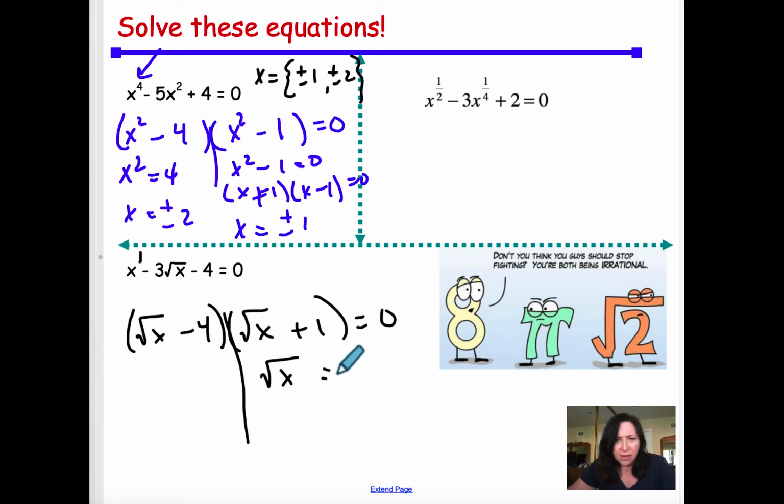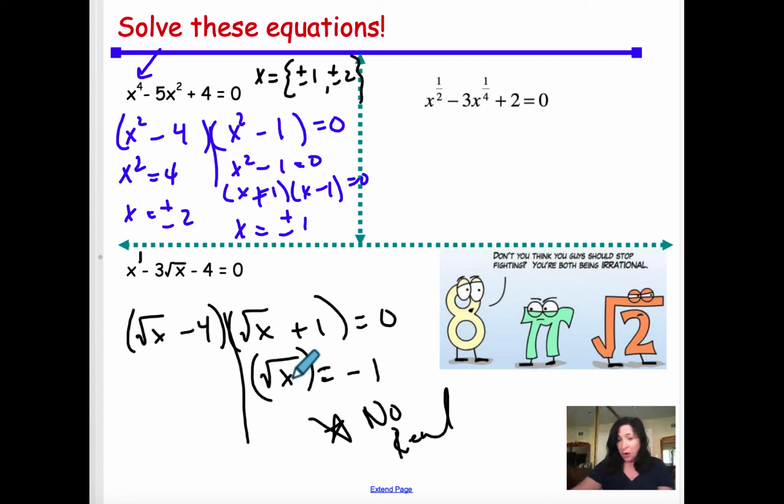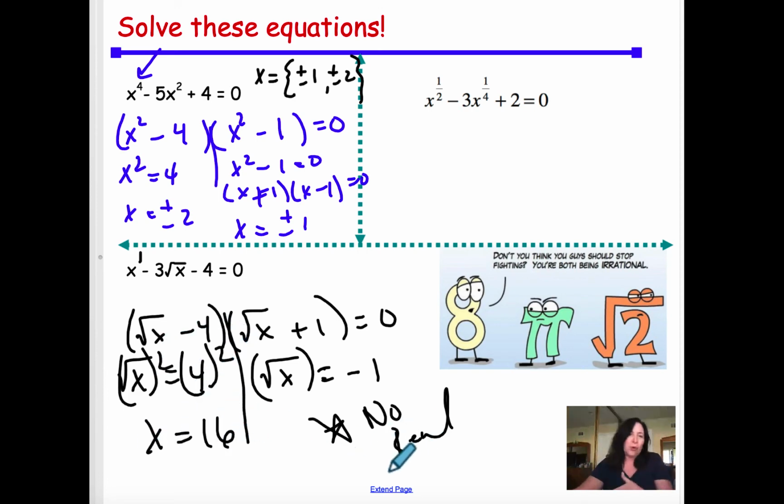Square root of x is equal to negative 1. I'm going to square both sides, but this is a problem here. Before I even manipulate the problem at all, you have to ask yourself, when is the square root of any value going to equal negative 1? This is definitely no real solution for this part of the problem. For this, you've got the square root of x is equal to 4. You're going to square both sides, and you're going to get x is equal to 16, and no real solution.